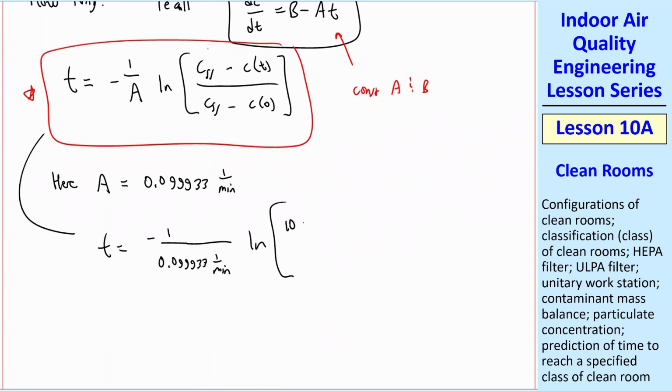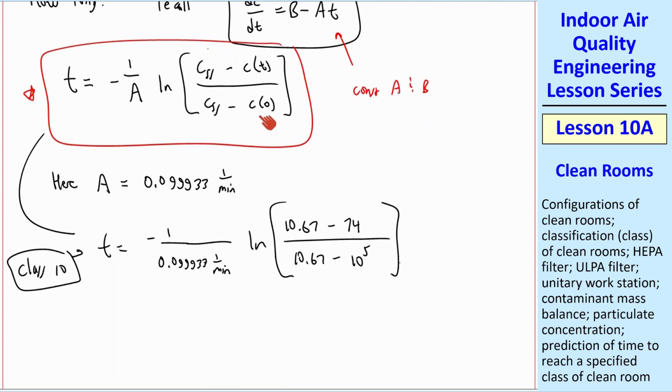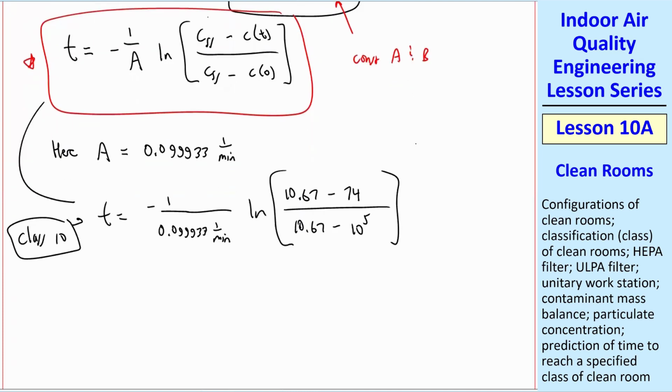And so you have t equal -1 over that A, natural log 10.67 minus 74. This is for class 10, divided by 10.67 minus 10 to the 5th. Our initial value was 10 to the 5th. That was given. 74 is what we're shooting for. That'll be our C of t to get a class 10. And then 10.67 was the steady state value if you let this run forever. And this gives me 73.7 minutes, or approximately 74 minutes.